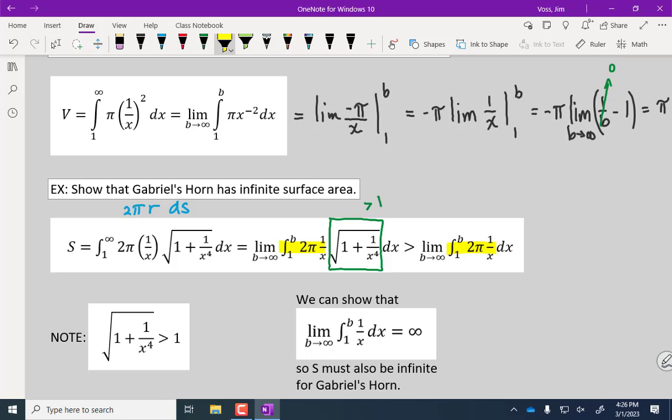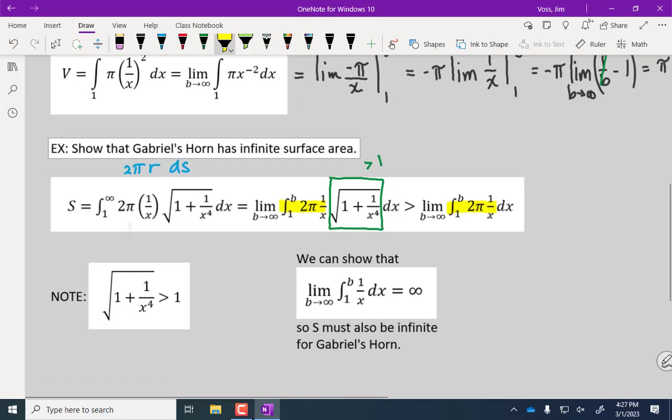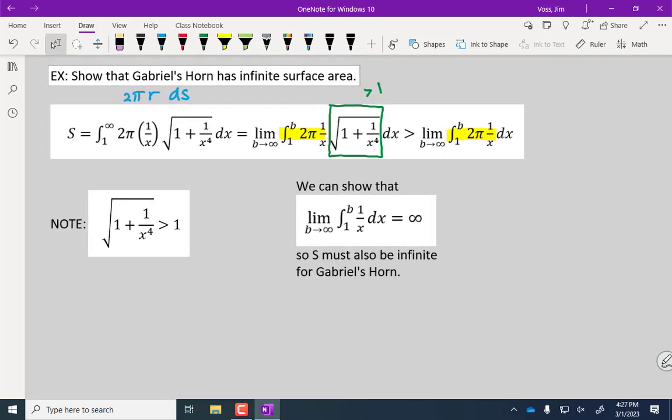So this quantity here is bigger than that quantity because this quantity here is the same as that multiplied by a number that's bigger than 1. So we know for sure that our surface area is going to be bigger than the limit of this. And the limit of that is going to be infinite. Let's go through the steps.